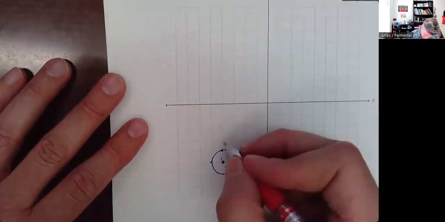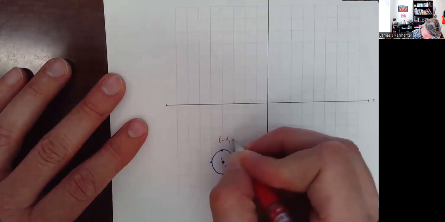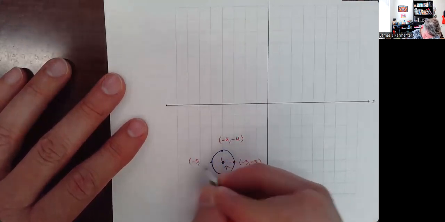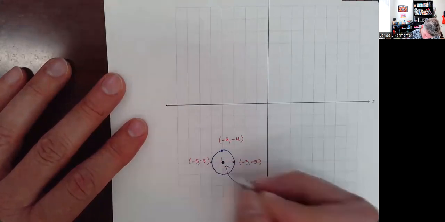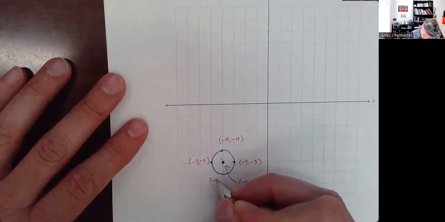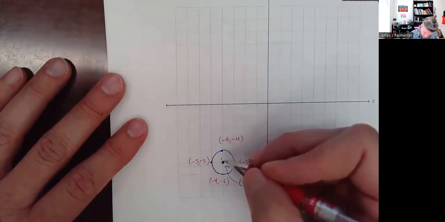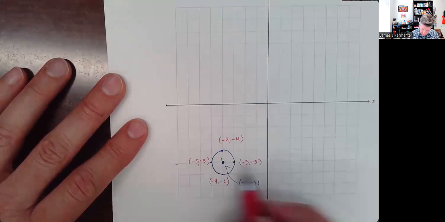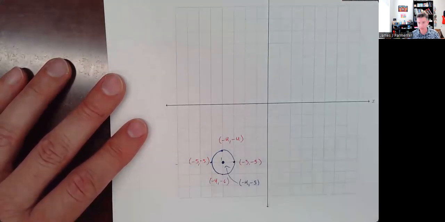This point's 1 up, so -4, -4. This point's 1 to the left, so -5, -5. This point's 1 down, so -4, -6. All the points that are up and down should have the same x coordinate. All the points that are left and right should have the same y coordinate.